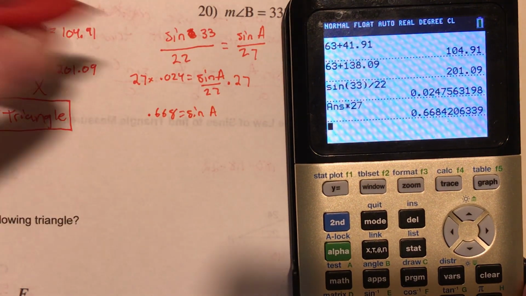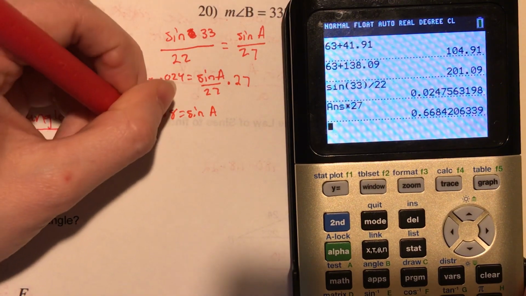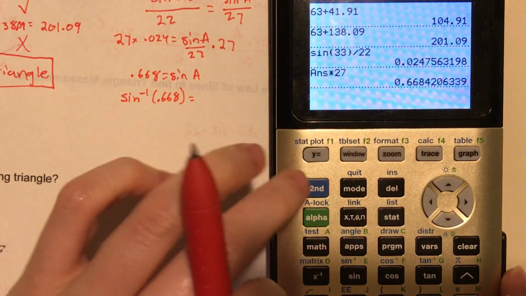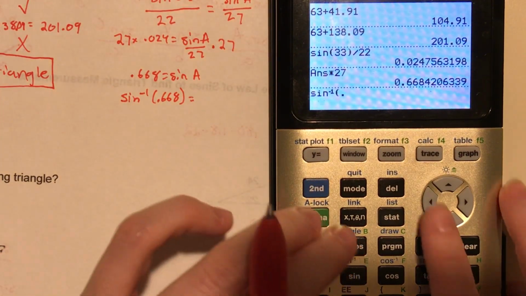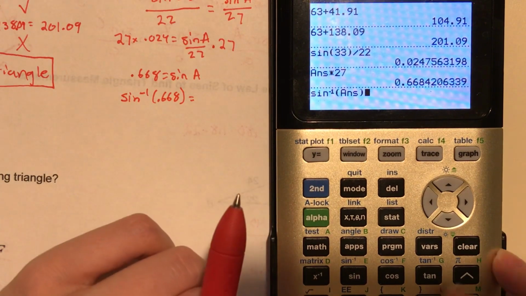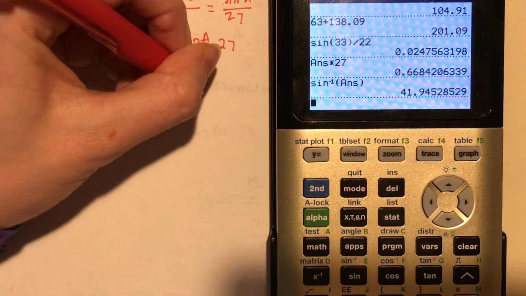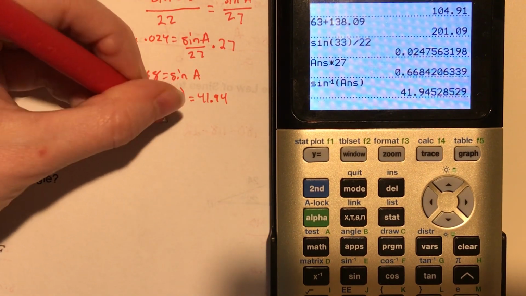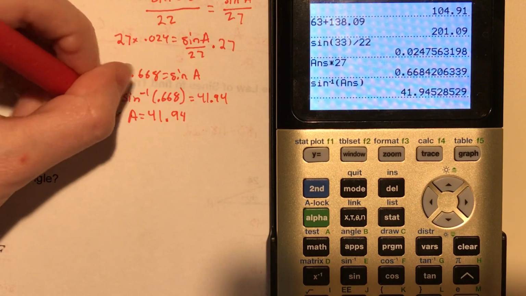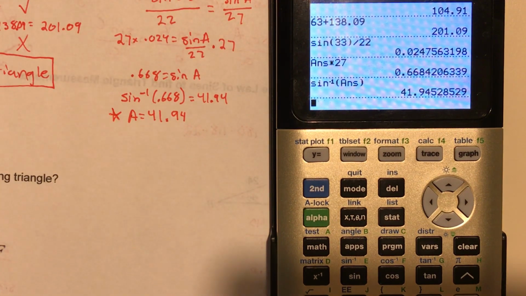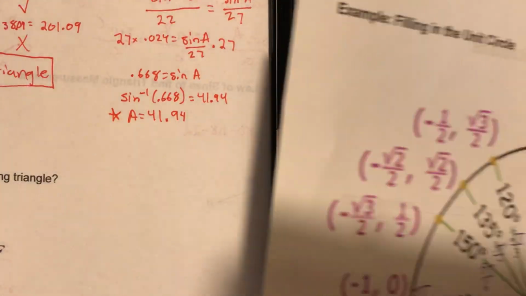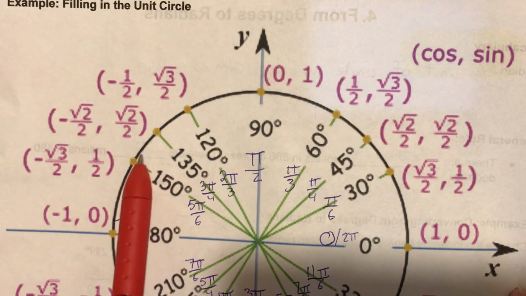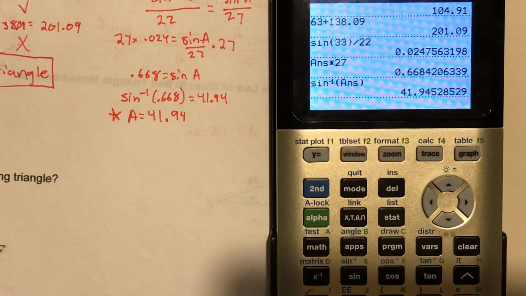And then we want to find angle A, so we're going to say the inverse sine of 0.668 is equal to A. So inverse sine of 0.668. I'm going to use, again, the answer function on my calculator, and that's going to give me 41.94. So A is equal to 41.94. That's a possibility. There's another possibility for A, right? Because if the sine of A is equal to 0.668, the same y value on the other side is going to also be the sine of A.